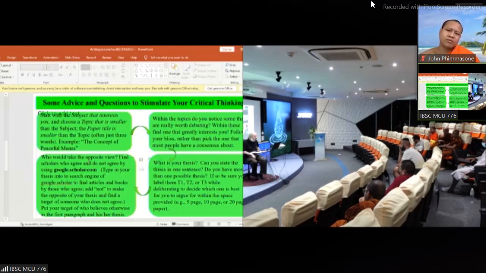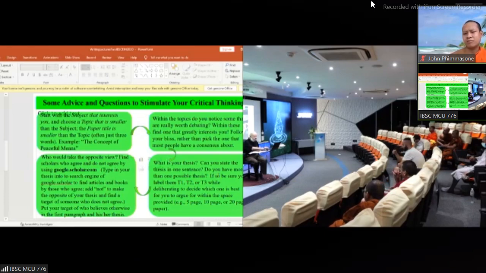So having a target of somebody who believes differently from you in the first paragraph of your paper is smart. It shows your thesis is important enough to disagree with. If everybody would agree with it, then why are you even saying it? I mean, it's not new knowledge, right? A thesis in this course is supposed to be a new contribution, a contribution to knowledge, not just repeating something somebody already knows.